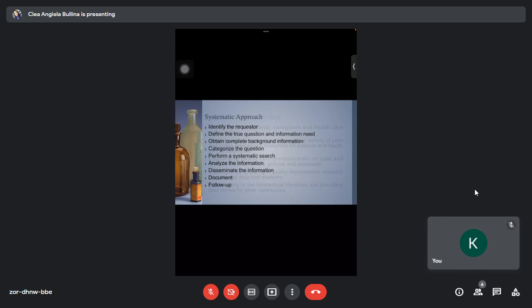Okay, so that is how we approach the requestor in a systematic way. First, identify the requestor. Second, define the true question and information need. Third, obtain complete background information. Fourth, categorize the question. Fifth, perform a systematic search. Sixth, analyze the information. Seven, disseminate the information. Eight, document it. And then nine, follow up.